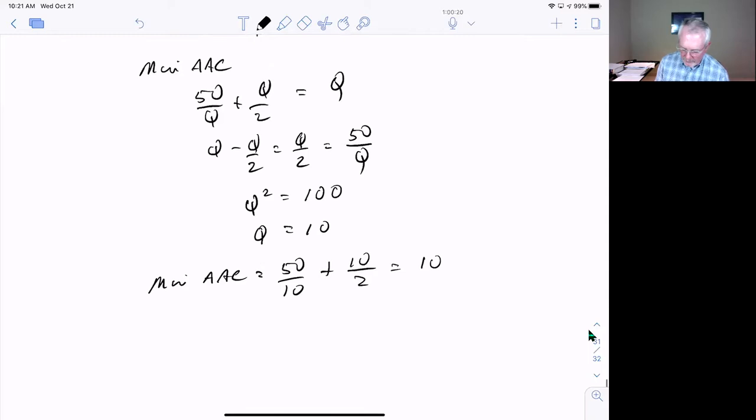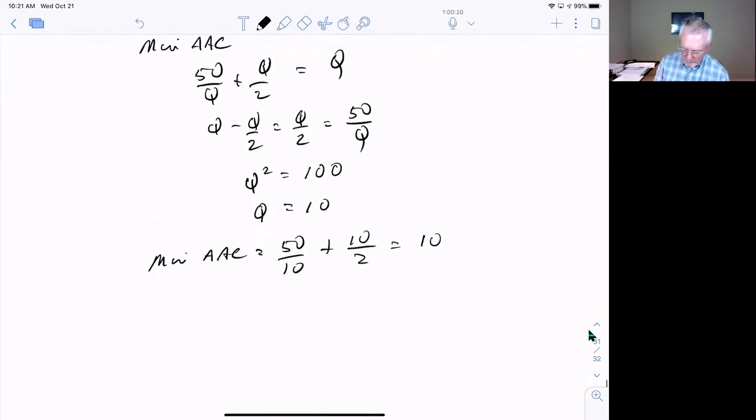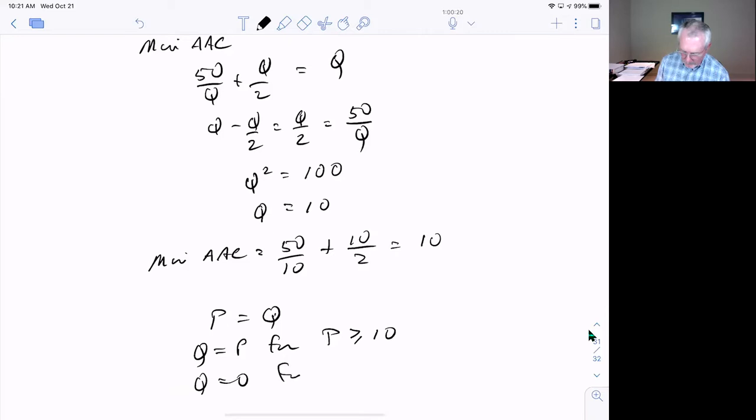So Dan now will only supply positive quantities for a price greater than 10. And what do I do to find Dan's supply curve? Well, I go back to the marginal cost curve, which is just Q. So I have price is equal to Q. This is price, and this is marginal cost. Or Q will be equal to P for a P at least 10. Q will be equal to 0 for any P less than 10.